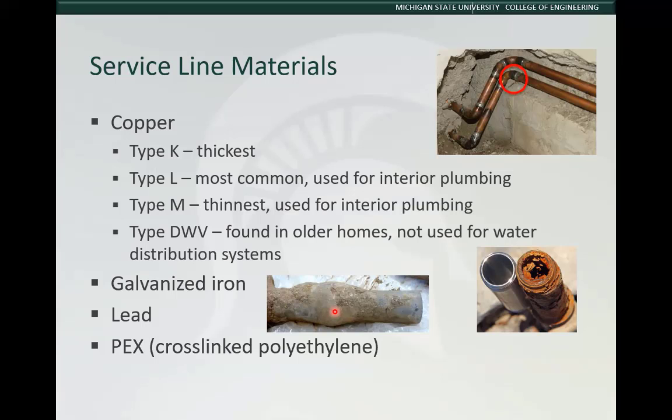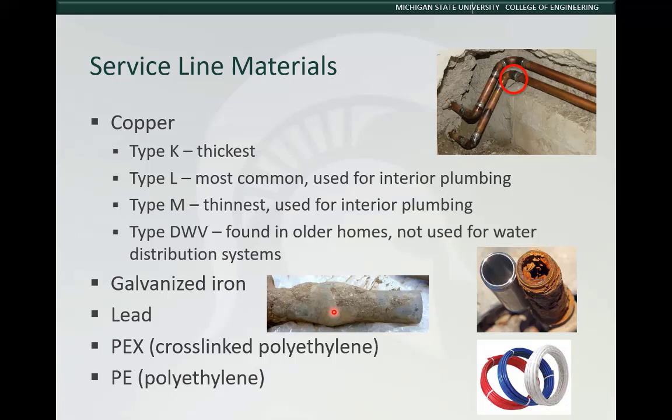We also are now using cross-linked polyethylene or PEX pipe. You'll often see that, and it comes in either red, blue, or white. Red is used for hot water, blue for cold water, and the white can be used for either hot or cold water. And then we have polyethylene, PE, and that typically looks like this. So we have multiple service line materials.